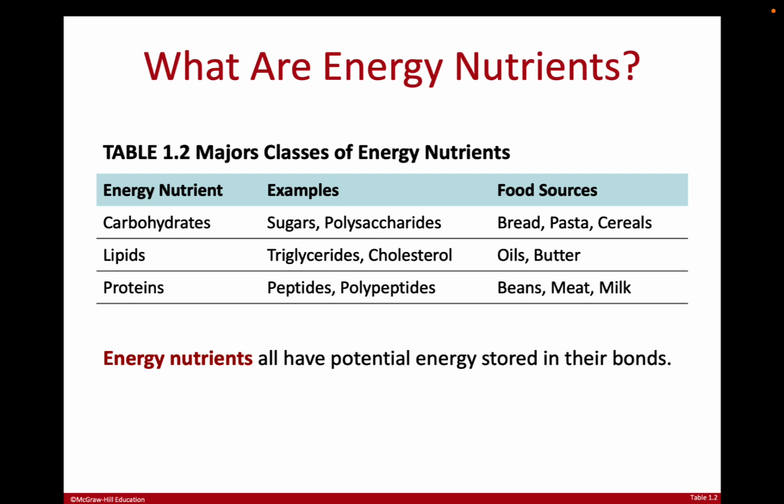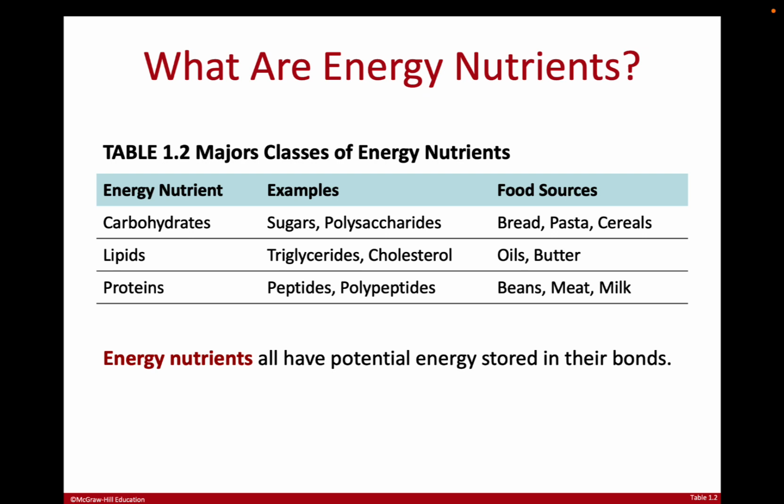Examples of lipids are triglycerides or fats and cholesterol, which is a small molecule. You can get these by eating oils, butter, animal products, seeds and nuts. Those are plant products. And then we have proteins. Peptides and polypeptides are sort of examples of proteins. A peptide is a small protein. A polypeptide is a really long protein. And we can get these in beans, milk, meat, seeds and nuts have proteins in them. You can get them from soy products like tofu as well.